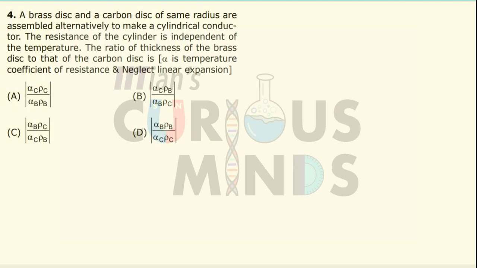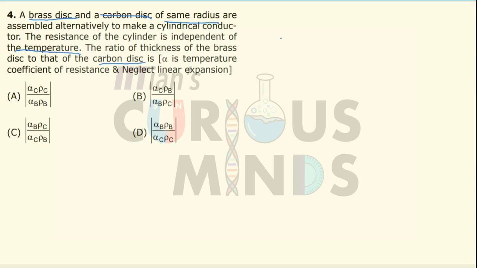A brass disc and a carbon disc of the same radius are assembled alternately to make a cylindrical conductor. The resistance of the cylinder is independent of the temperature. The ratio of the thickness of the brass disc to the carbon disc is... okay, we have to find out the ratio of the thickness.